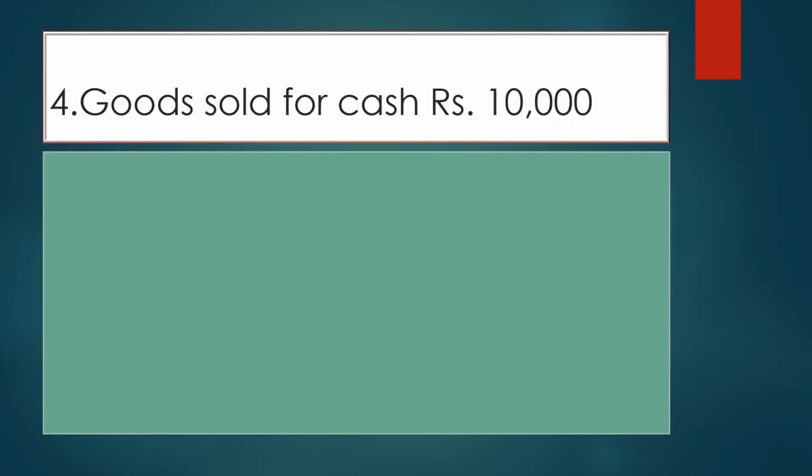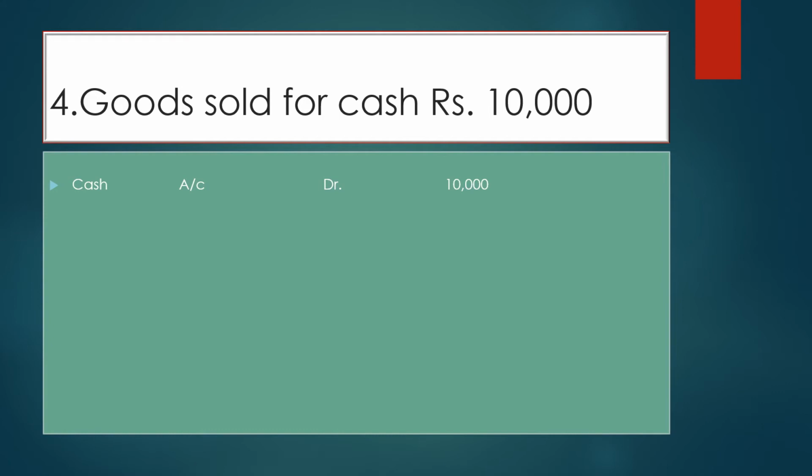This is the fourth transaction. Goods sold for cash rupees 10,000. Now let us see what is the journal entry for this cash sales. Cash account debit 10,000. Here we are debiting cash account. Why are we debiting cash account? It is an asset, and asset comes under real account. What does the real account say? Real account says debit what comes in and credit what goes out.